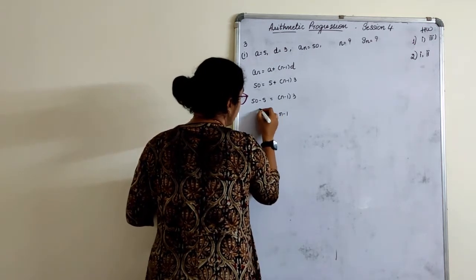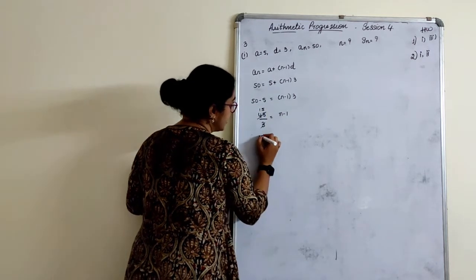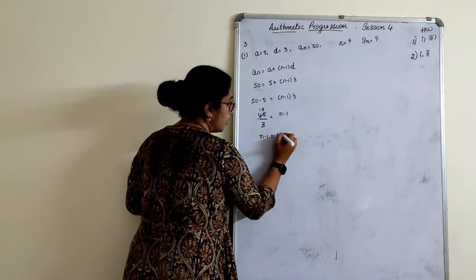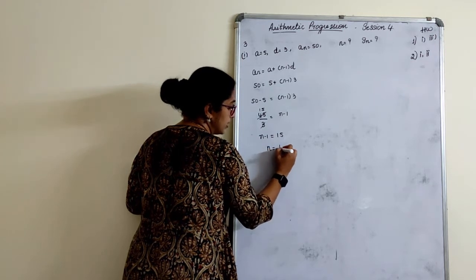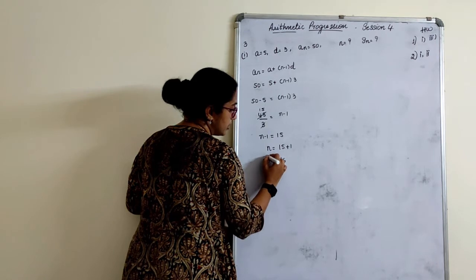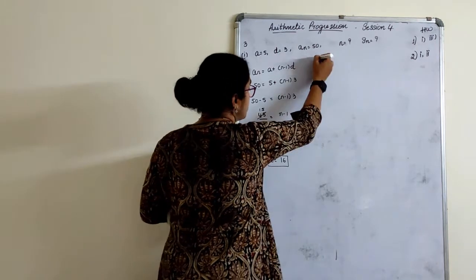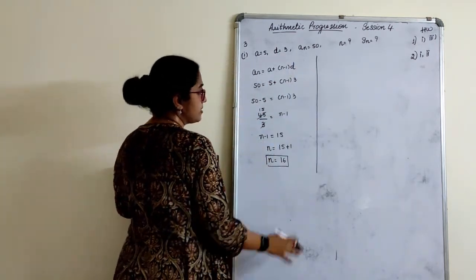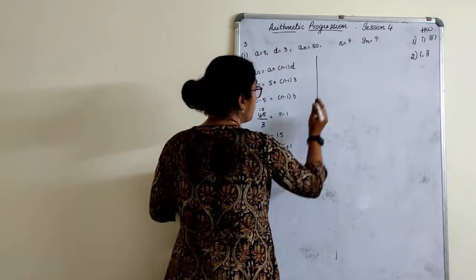So 3 1s are 3, 3 5s are 15. N minus 1 is equal to 15. N is equal to 15 plus 1. N is equal to 16. So I'll do it beside since here I do not have much space, but you have to do one below the other. We have N now.